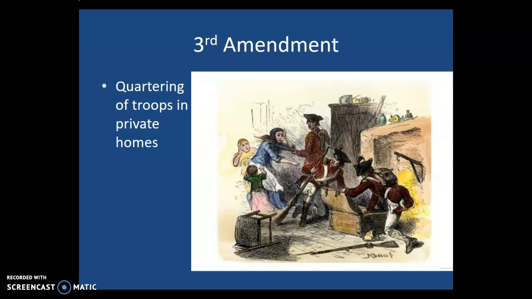You may recall that in the Petition of Right, one of those English documents that influenced our American government, one of the items was that there would not be the quartering of troops in people's homes during peacetime. That was true in England, but it was not necessarily true in America. We wanted to make sure in America that we had that right to be free from the presence of troops forcing themselves into your private home.